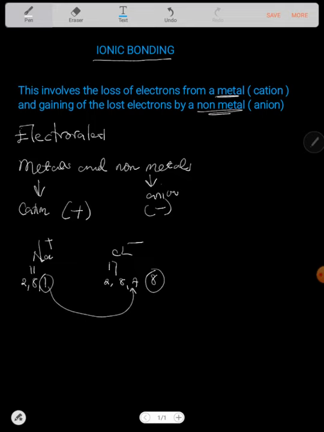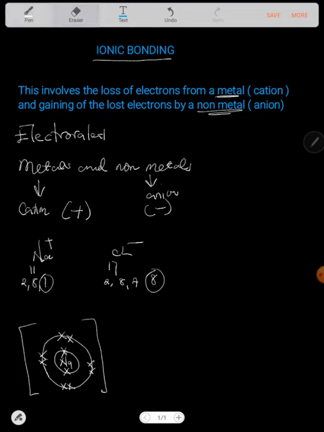How do we present that ionically? So we have this, that. This is for sodium, by the way. Sodium has already lost one electron, so we indicate that by putting a positive sign there to show that this electron has been lost.